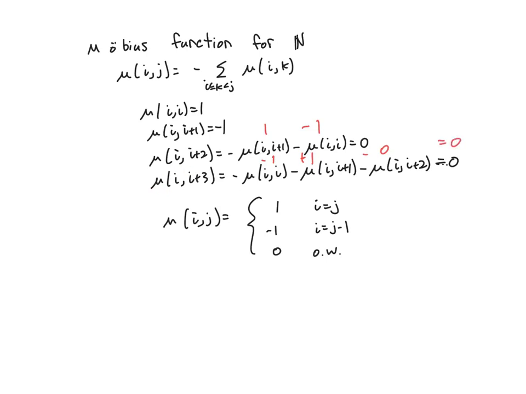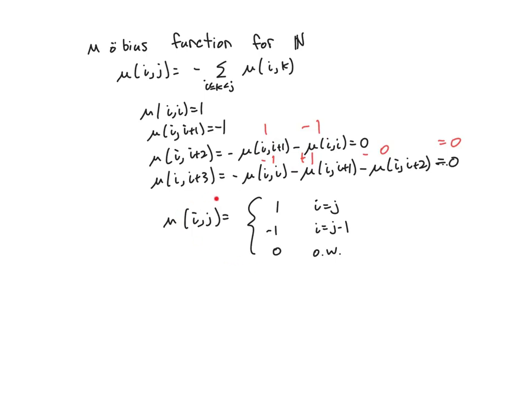And now you start to see the general pattern. If you look at mu of i, i plus k, these two terms cancel because they're 1 and negative 1. And then all the other terms you've computed previously to be 0. And so in general, mu ij is either 1, negative 1, or 0. It's 1 when i is equal to j. It's negative 1 when i is right before j, like this. And otherwise it's always 0, because we get this cancellation property.